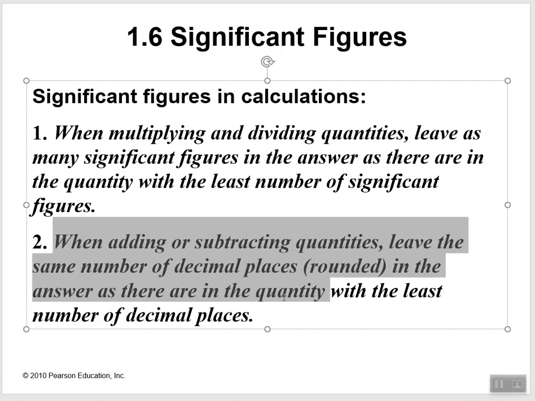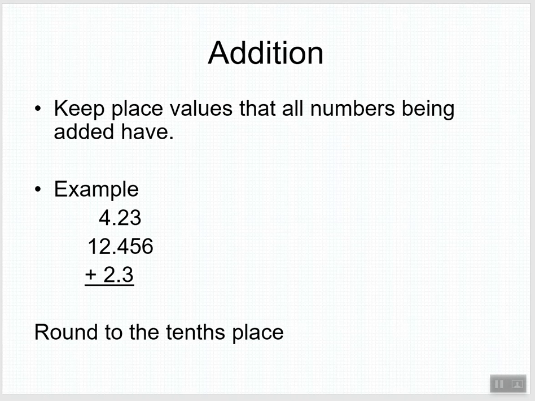When adding or subtracting quantities, leave the same number of decimal places rounded in the answer as there are in the quantity with the least number of decimal places. Alright, so what does that mean? In our example here, keep place values that all numbers being added have. So the 2.3 doesn't have anything in the hundredths or the thousandths spot.